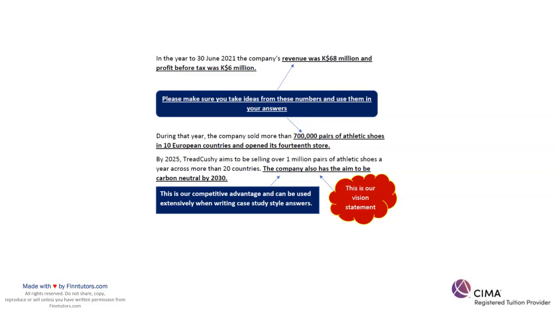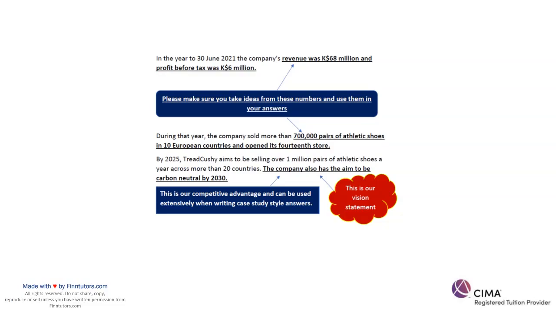It's including your pre-seen as part of your answer. That's what the examiner wants. Also, when you're writing something, you can say TreadCushy now is a large company. Our revenue is around $68 million, which means we are recognized in the market, and our innovative products can further push our brand status in the market. When you write something like this and then go on to explain parts of your answer, it really adds value.